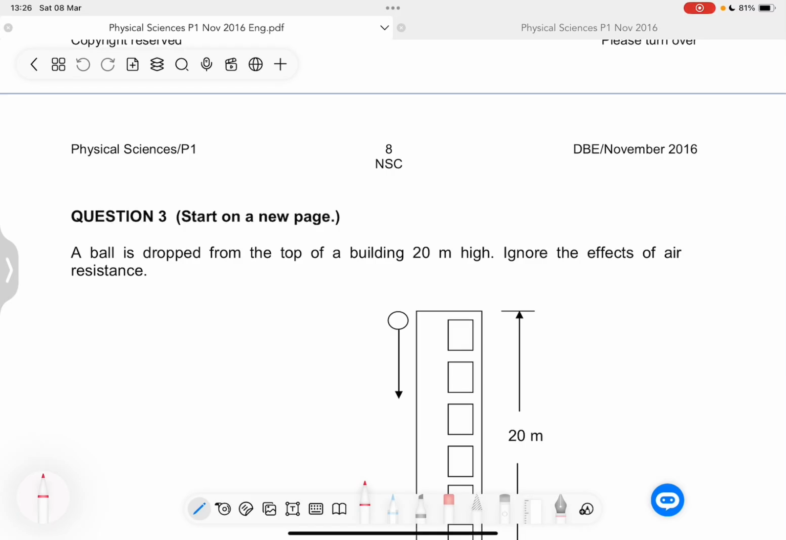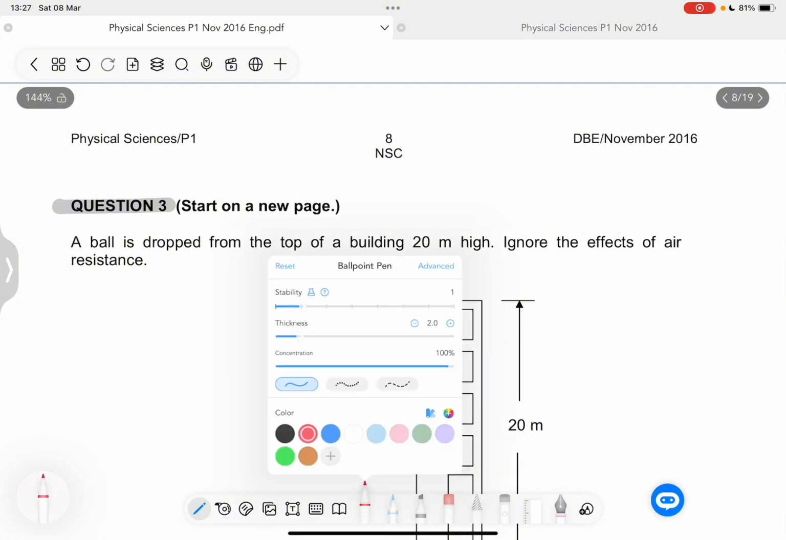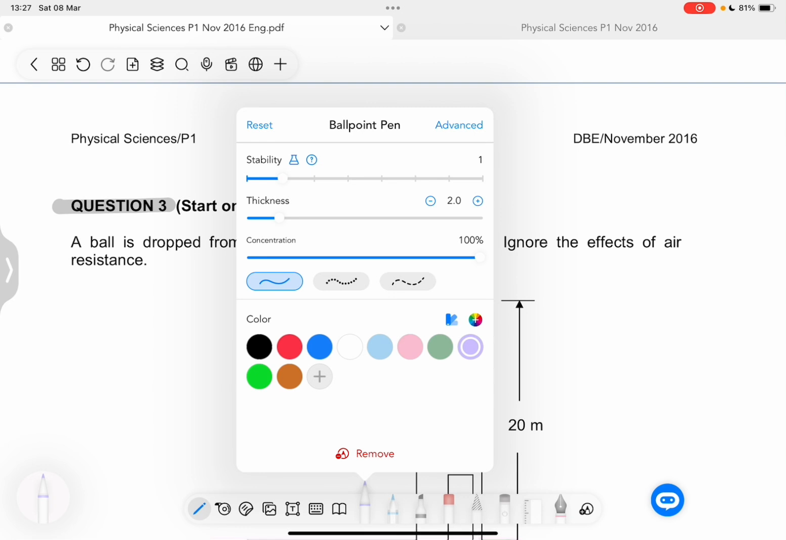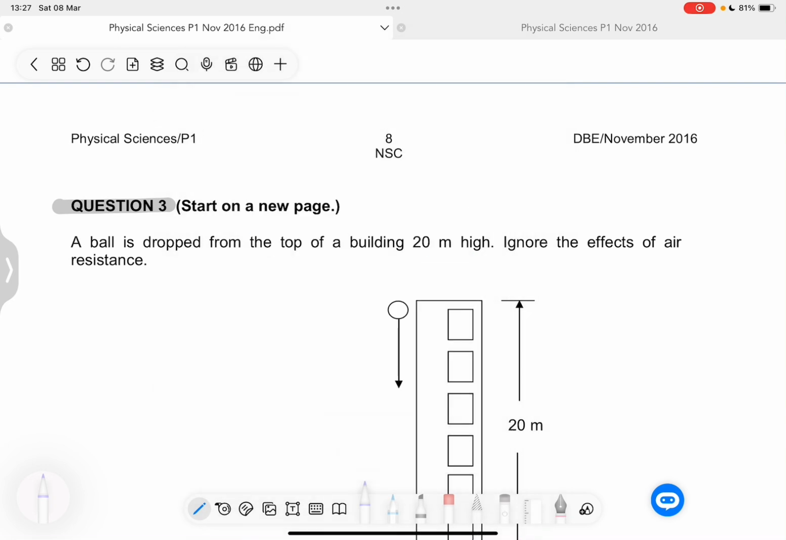Let us grow our knowledge and skill sets on vertical projectile motion by looking at question 3 of the November 2016 final examination question paper. Now, to do this question, we always use the academic constitution when we solve physics problems. And perhaps the first step that we are going to take is interpretation of the problem.